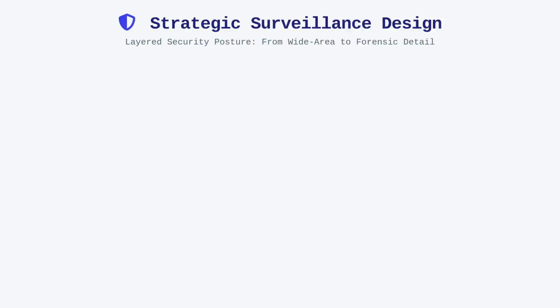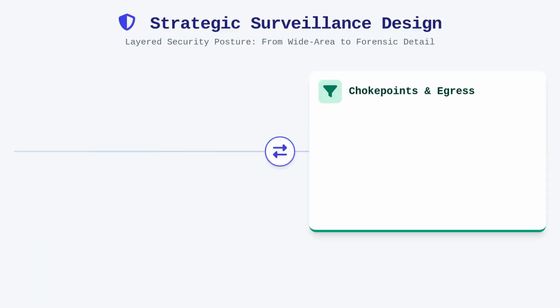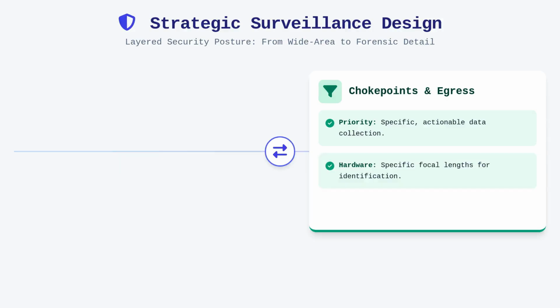When we shift our focus to choke points and egress points, our strategy must evolve from wide area observation to specific, actionable data collection. Entryways and hallways act as natural funnels where people are constrained to move through a predictable space, allowing us to deploy lenses with specific focal lengths tuned for better identification.